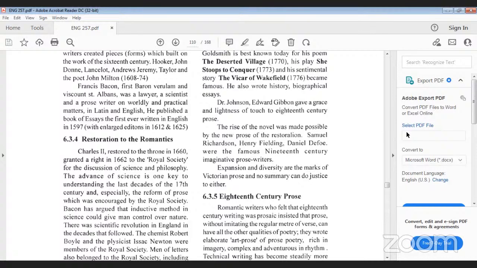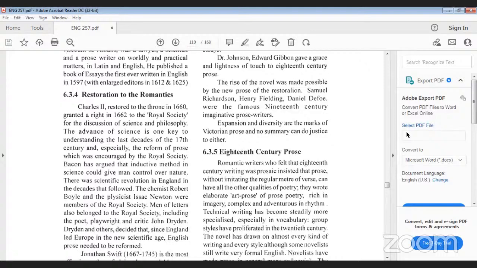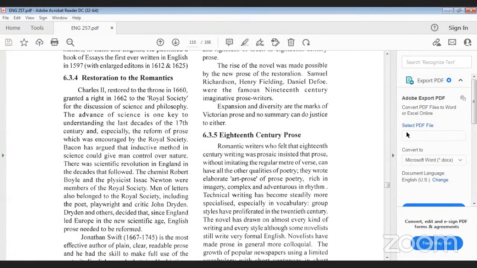Charles II, restored to the throne in 1660, granted a charter in 1662 to the Royal Society for the discussion of science and philosophy. The advance of science is one key to understanding the last decades of the 17th century, and especially the reform of prose which was encouraged by the Royal Society. Bacon had argued that the inductive method could give man control over nature.